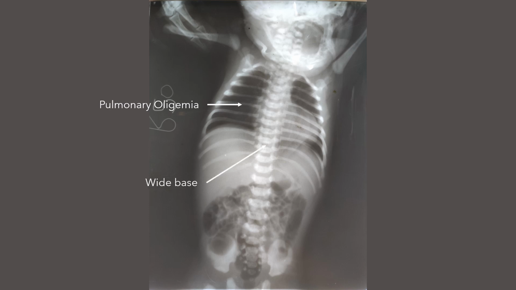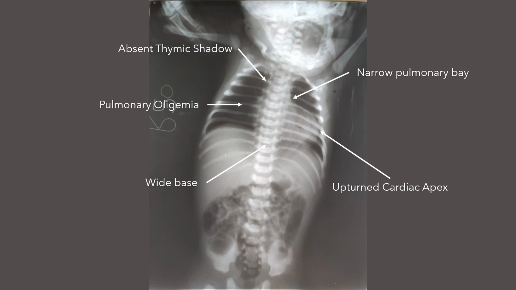Second is the wide base of the heart, which is indicating a right ventricular hypertrophy most probably. The upturned cardiac apex and the narrow pulmonary bay indicate less blood flow into the pulmonary circulation, and there is the obvious absent thymic shadow. In an infant or a toddler, the thymic shadow should be present, but in this case the absent thymic shadow is there, representing a narrow cardiac stem.